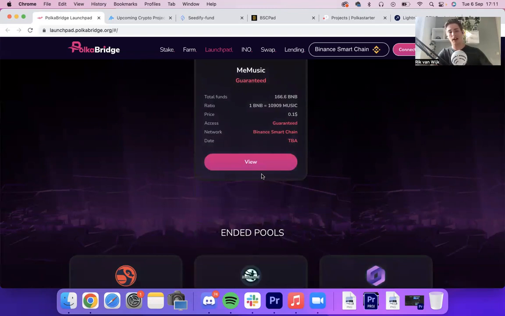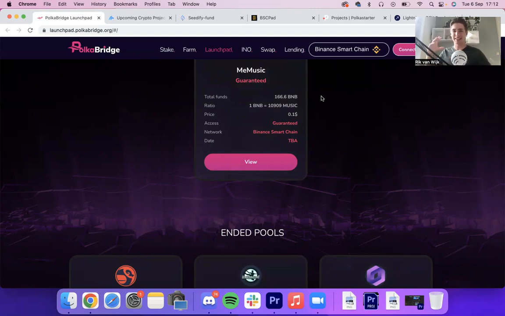Now, Polka Bridge has a bit of a pass, and that's also something you have to take into consideration. Look at this. Stake, farm, they have INO, swapping, lending. There's more to Polka Bridge, right? Holding this token will give you more than just an allocation to these Launchpad. There's utility to the token. So they can handle this type of stuff, right? They can handle not posting or launching dozens of projects every single week.